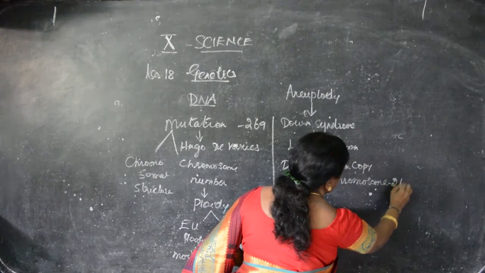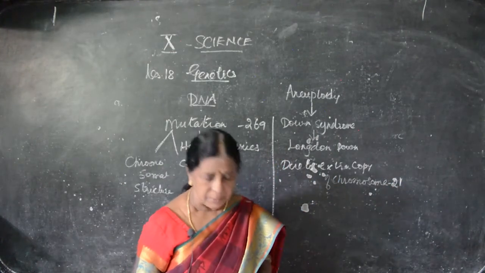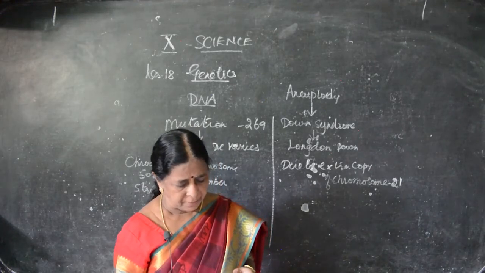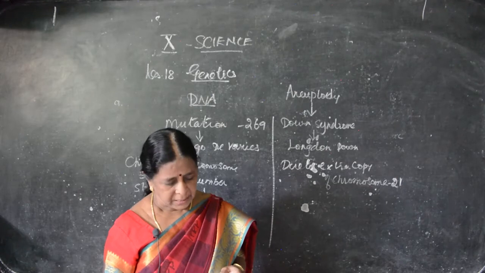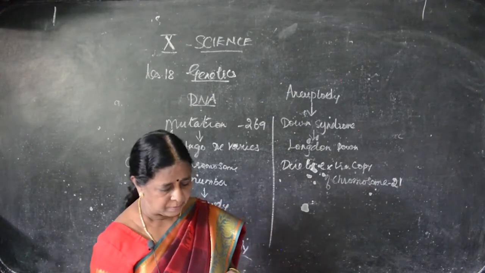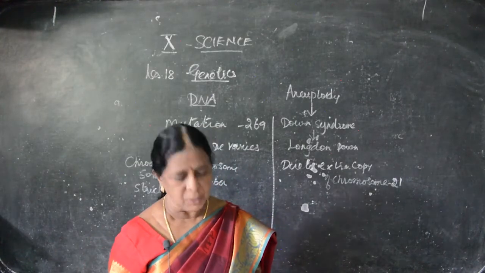This is an extra copy of a chromosome found in certain human beings. That is known as what? Down syndrome, found by Langdon Down. Here, it is associated with mental retardation, delayed development, behavioral problems, weak muscle tone, and vision and hearing disability. So, mainly it is found in children only.